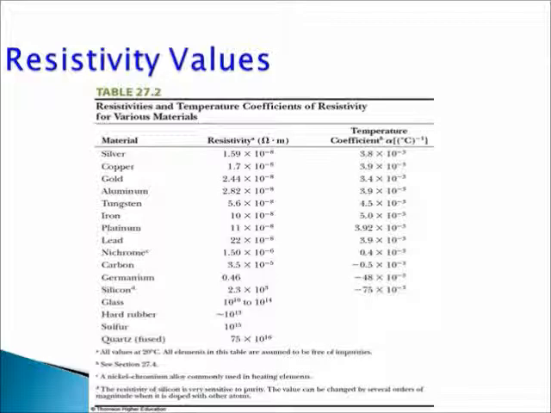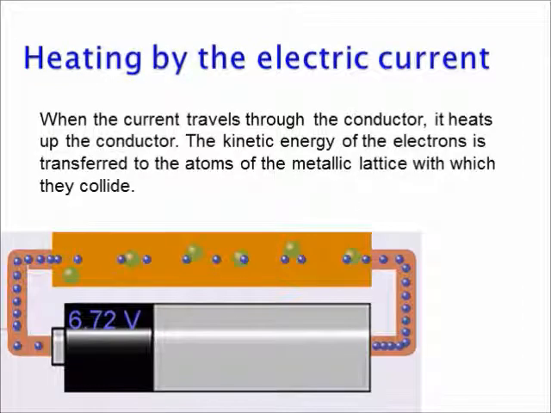Resistivity can change dramatically when the element heats up in the process of its running. Temperature dependence of resistivity is practically important. When the current travels through the conductor, it heats up the conductor. The electrons bounce into atoms of the metallic lattice and transfer their kinetic energy. As a result, the kinetic energy of the electrons is dissipated as heat. The temperature of the conductor increases, hence its resistivity.